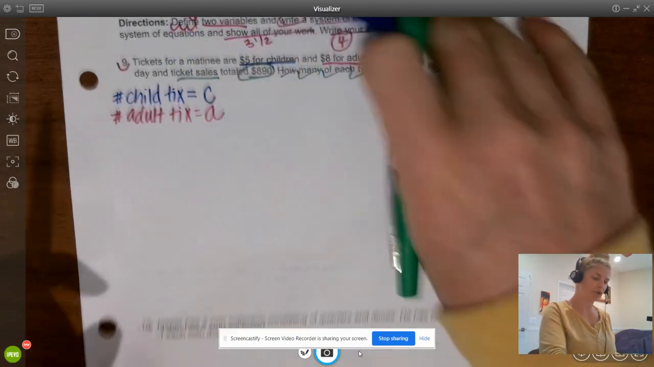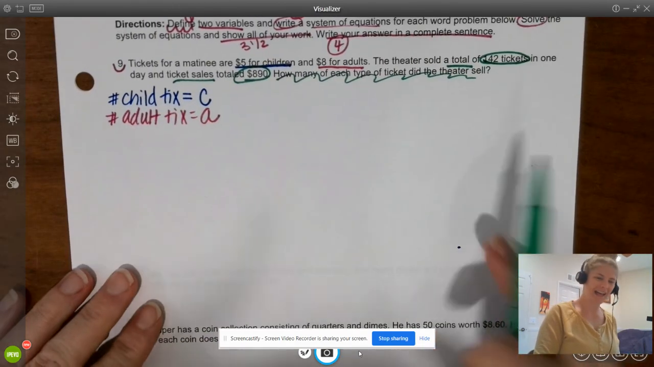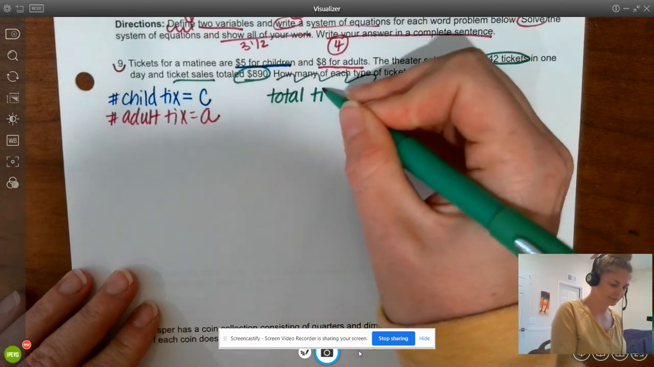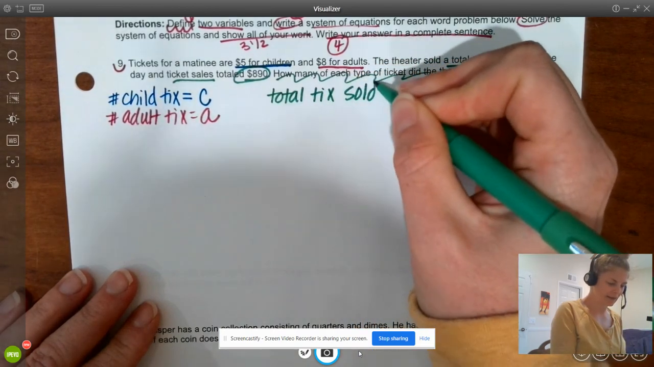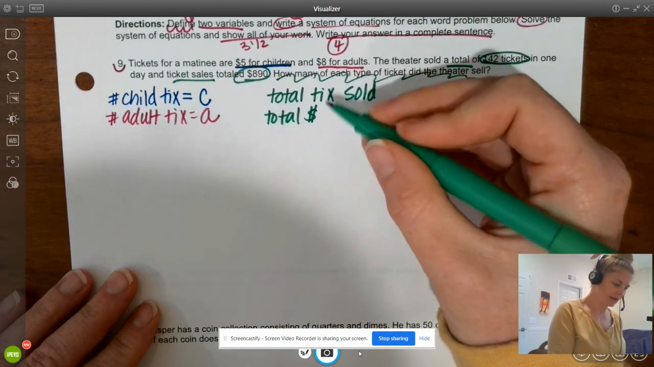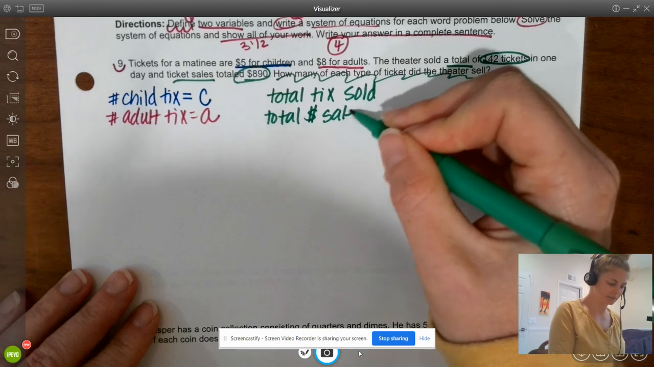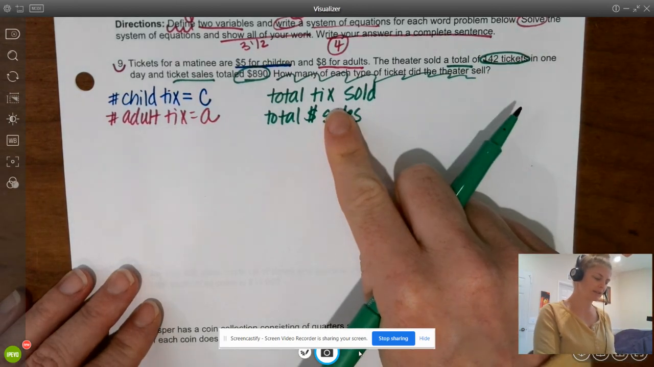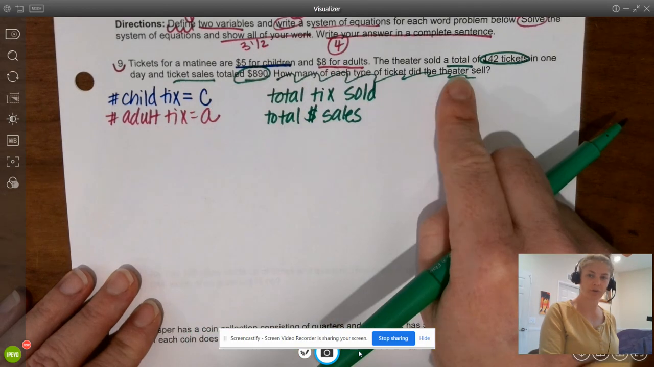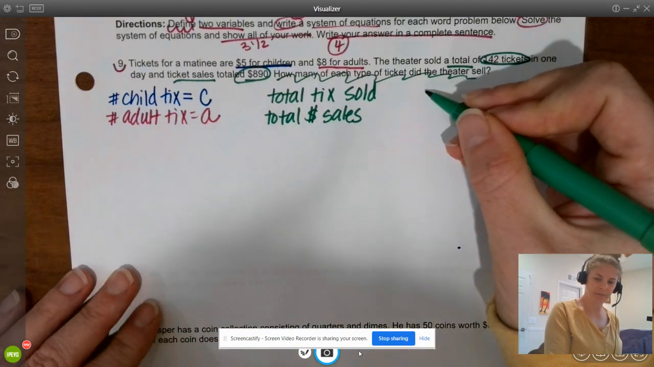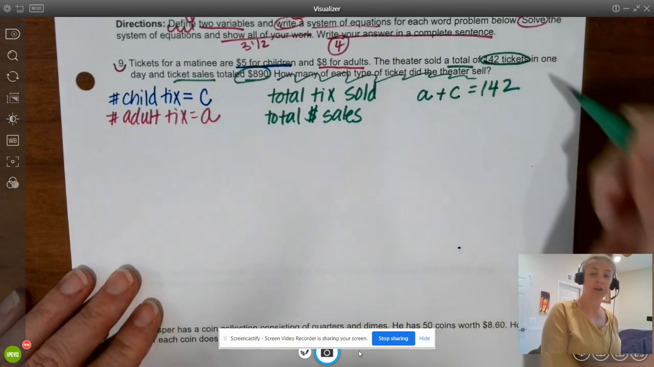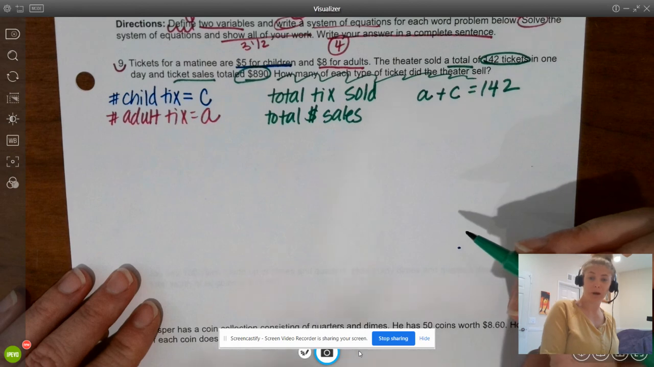And we're going to have 2 equations, just like I said. We're going to have an equation for total tickets sold that day and total money in sales. So total tickets sold, well, we had A, adult tickets, and C, child tickets, for a total of 142 tickets. So that means that it's A plus C is equal to 142. Could say C plus A also, no problem there.